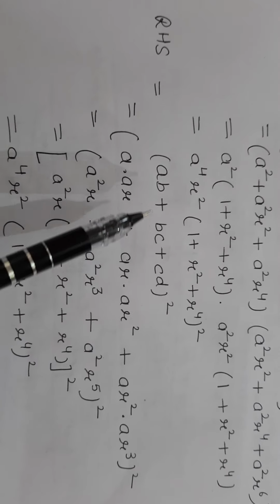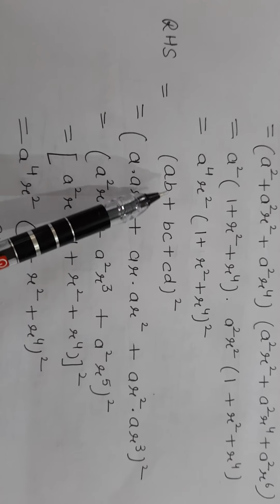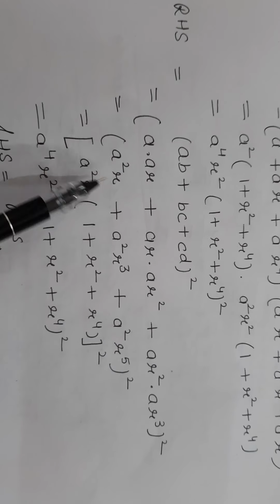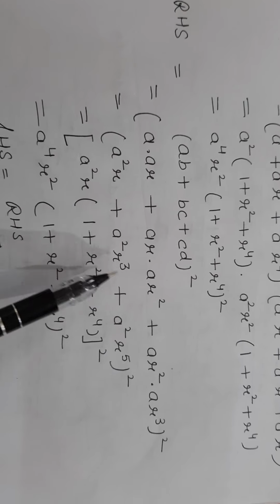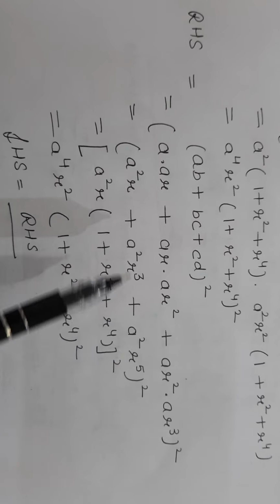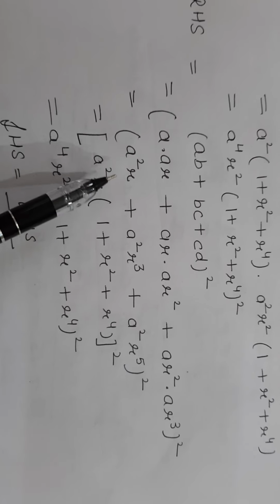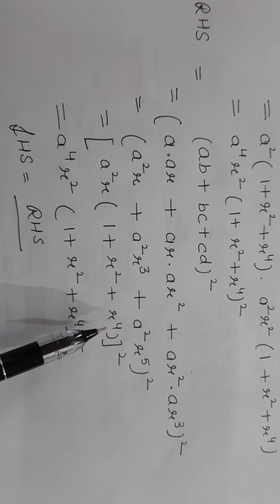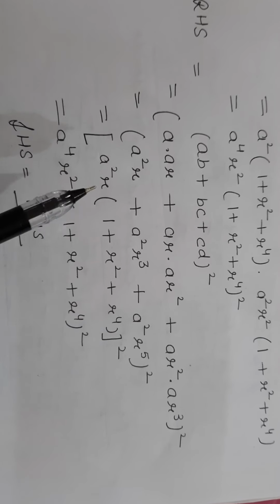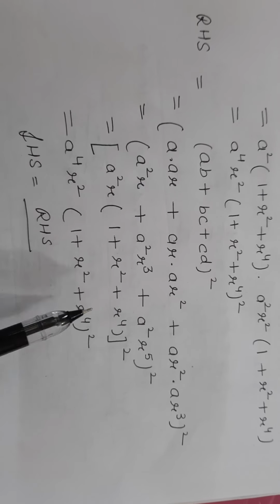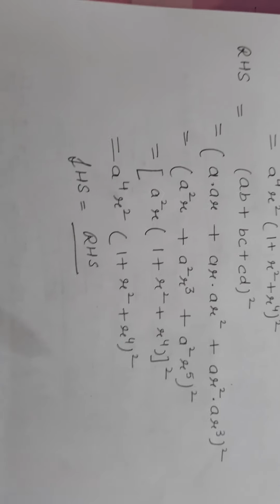Now take your right hand side. This is your right hand side. Put the value of B, C and D here. You will get this. Now this is A square into R. This factor will be A square R cube plus A square R raised to the power 5 and its whole square. Now within the bracket you can take first A square R common. You will have 1 plus R square plus R raised to the power 4. Now do the square. You will get A raised to the power 4 into R square and the square of this term. So you can check your left hand side and right hand side both are equal.